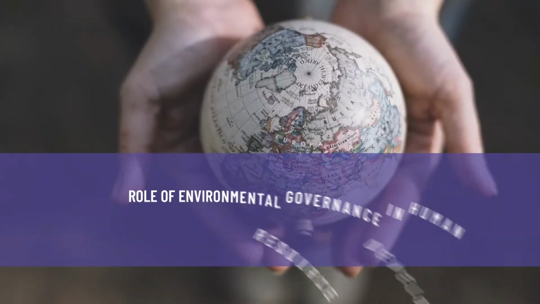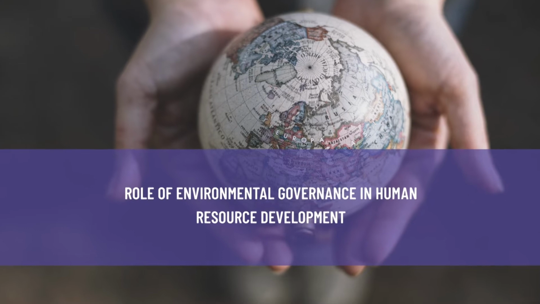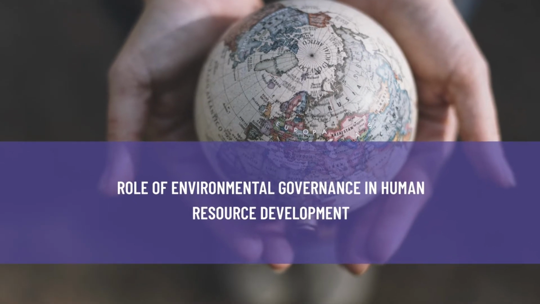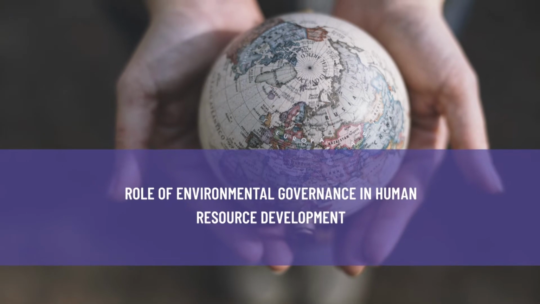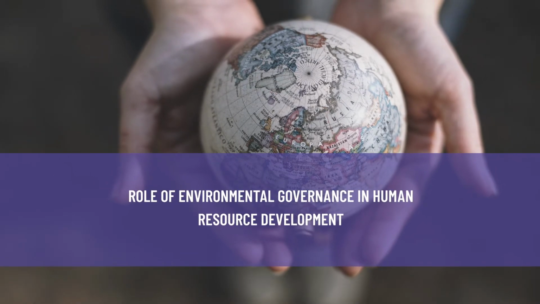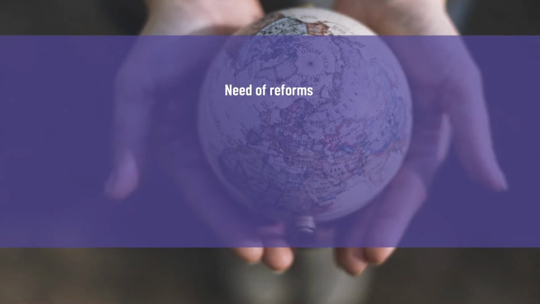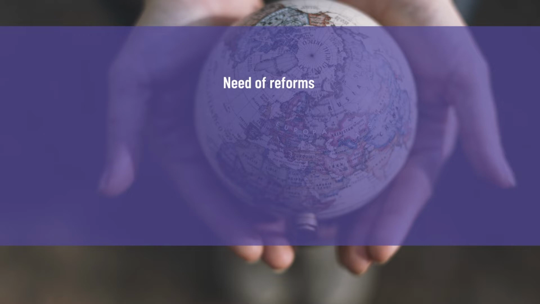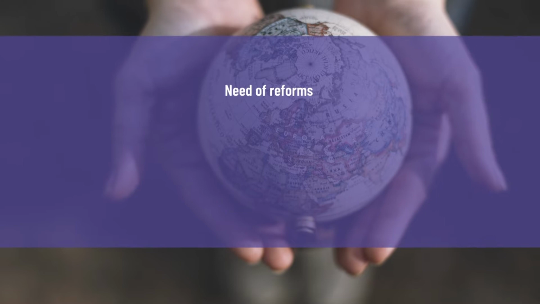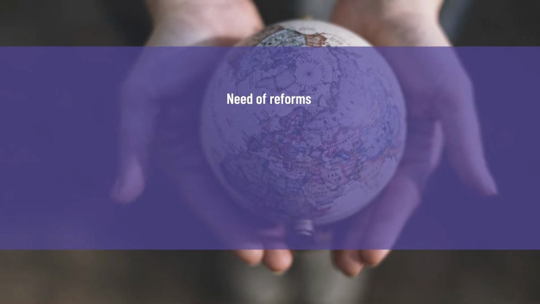So there is a role of environmental governance. Just now we were talking about what is required for human resource development. There is a role of environmental governance in human resource development. There is a need for reforms. We have had RTIs come in, so that people can know the different schemes launched by the government. A lot of reforms are required, not only in terms of economics or policies, but also with respect to the social norms and values we have. So a lot of reformation is required.